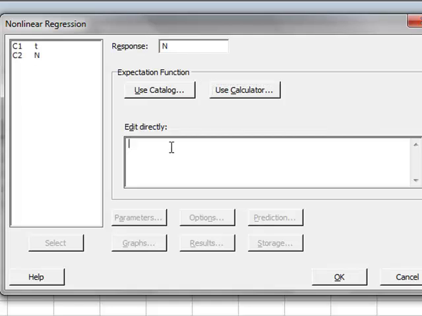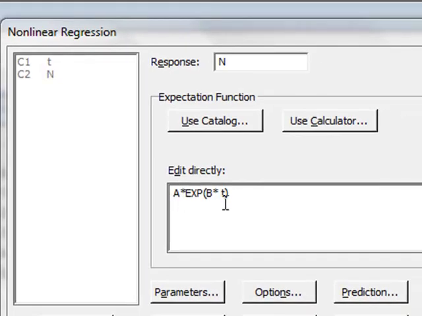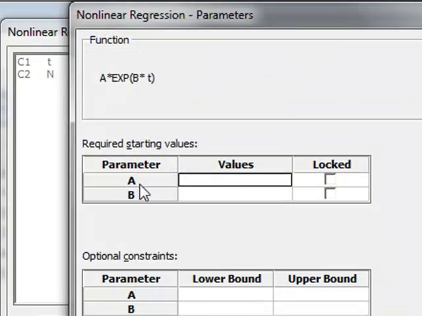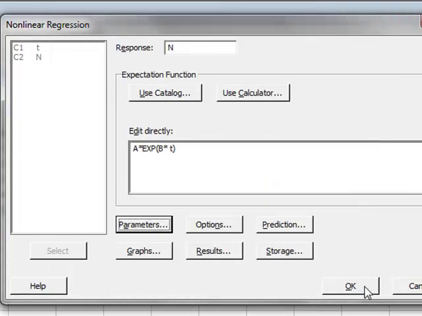So we will enter the first constant a, and this multiplied by the function exp for the exponential, open brackets, the second constant b, and this will be multiplied by our variable time t, close brackets. The next thing is to enter the starting values for the parameters a and b. So we will choose to start a with a value of 50 and b with a value of minus 0.5, because it is an exponential decay. And we click OK. And then we run the analysis.